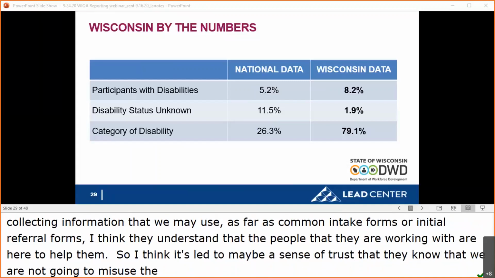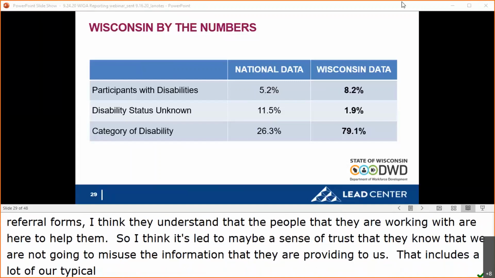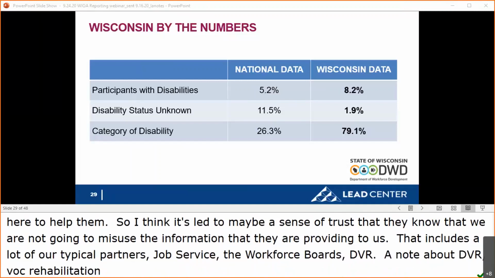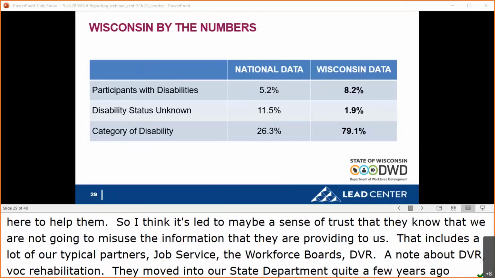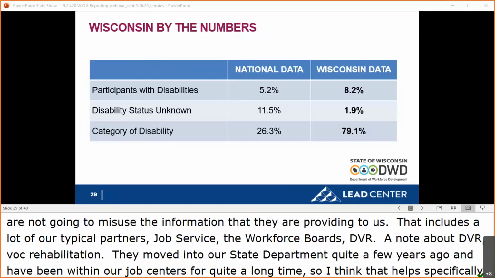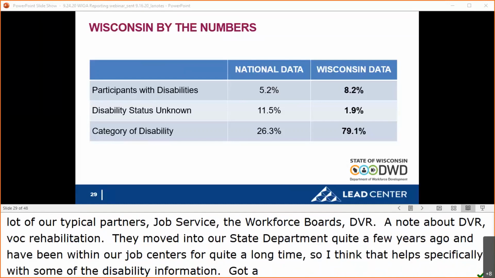So that includes a lot of our typical partners, Job Service and the workforce boards, which were the private industry councils, and DVR. A note about DVR, vocational rehabilitation: they moved into our State Department quite a few years ago and have been within our job centers for a long time. So I think that's helped as it specifically relates to some of the disability information. We've got a lot of data sharing tools in place. We're still working on more of that.